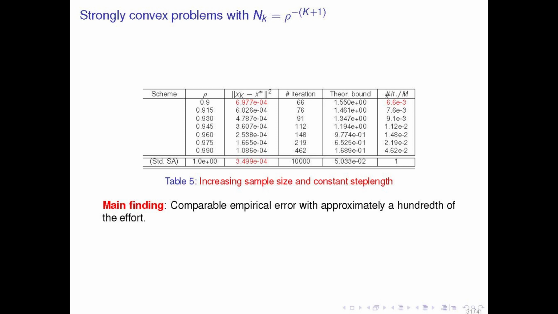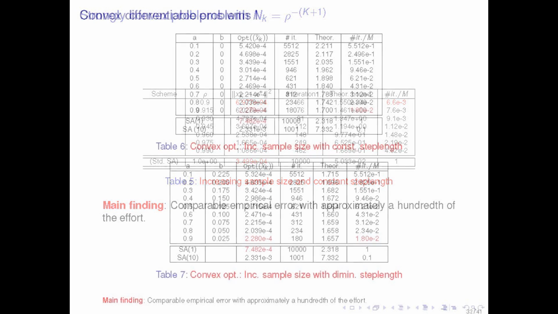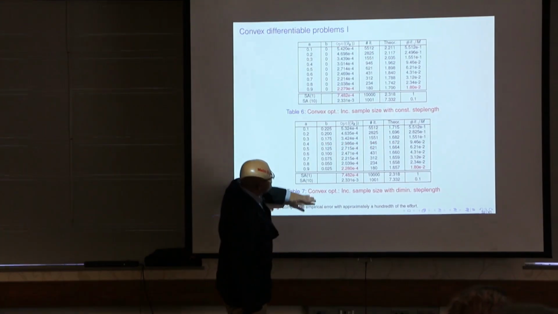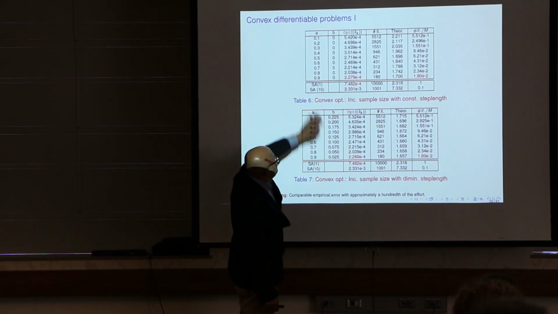If you raise rho to 0.99, you can actually get better error, but at some computational cost, so you end up spending a little more time computing. So this is for strongly convex problems, where you're raising sample size much faster. Now, if you use convex problems with diminishing and constant step, let's just look at this one.